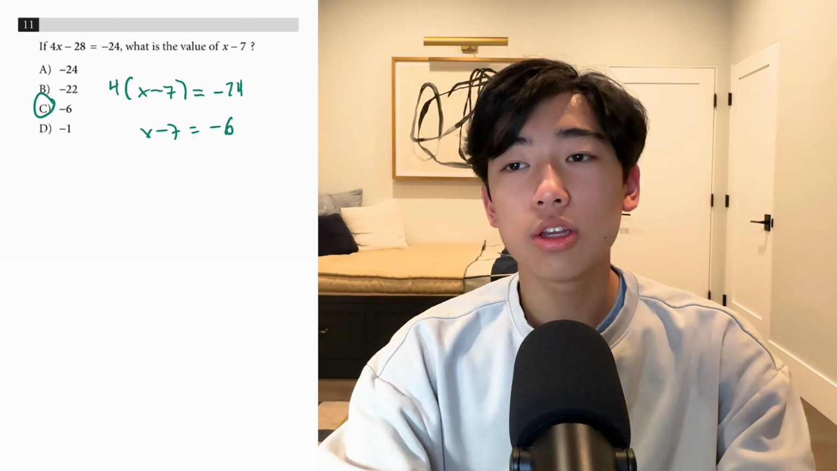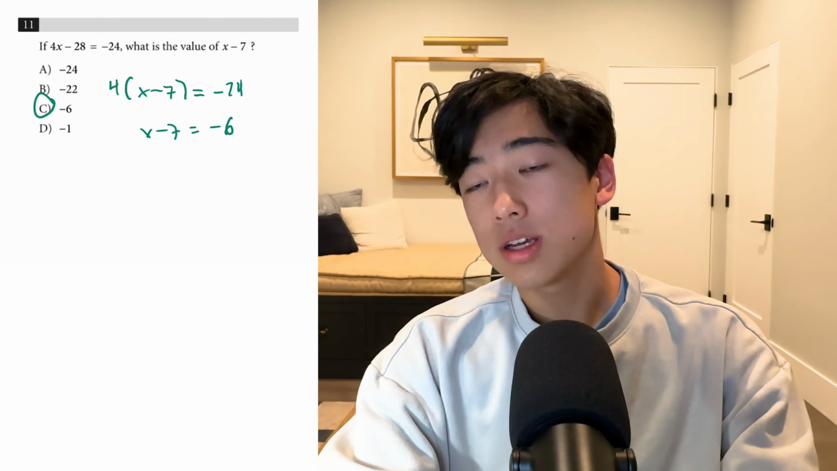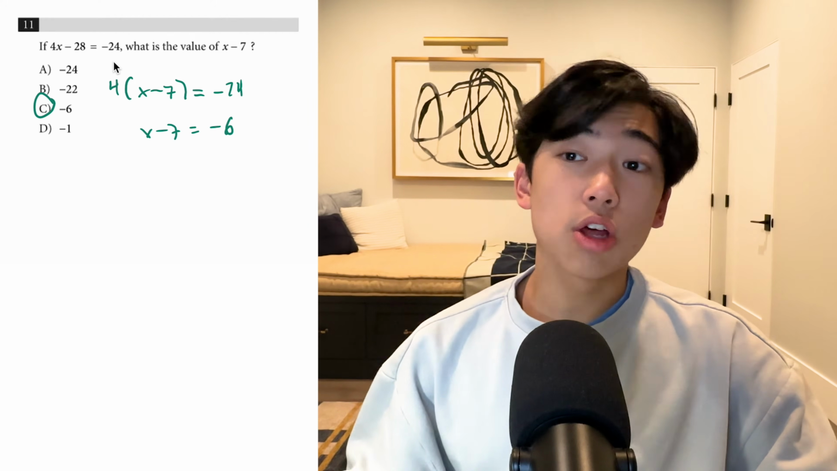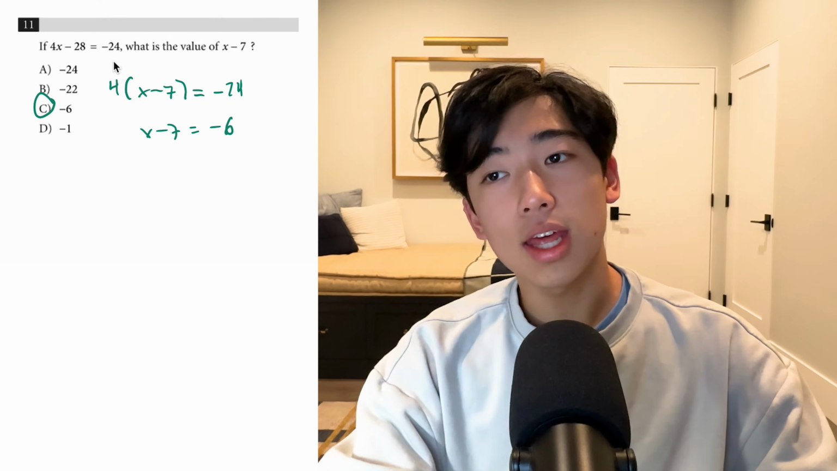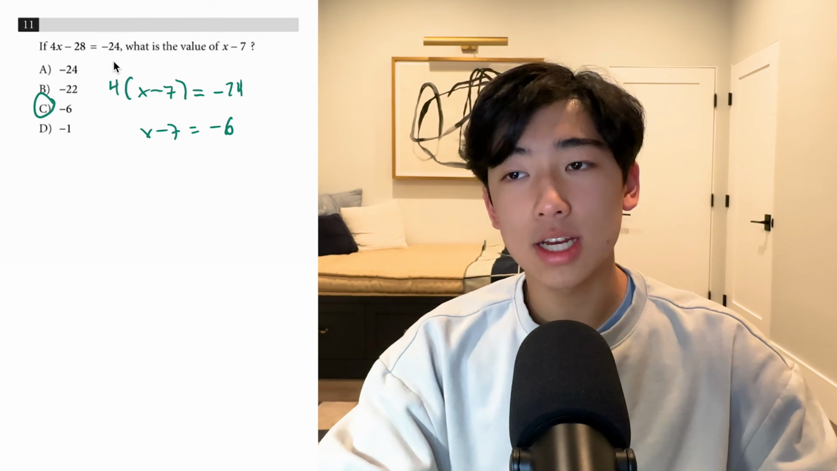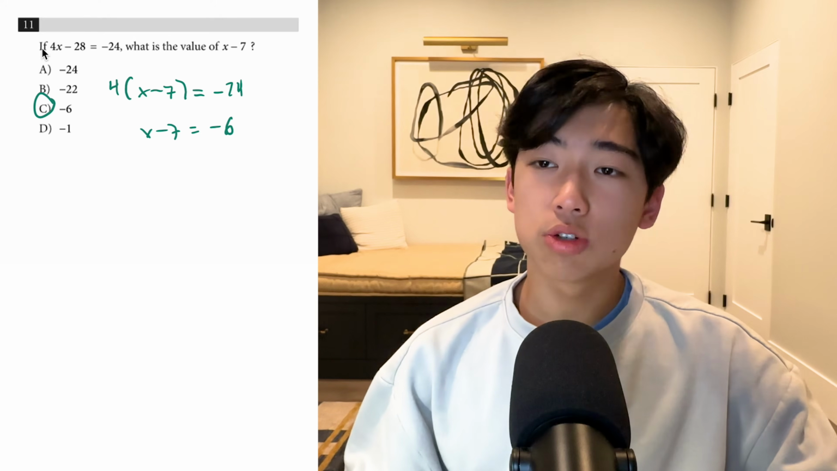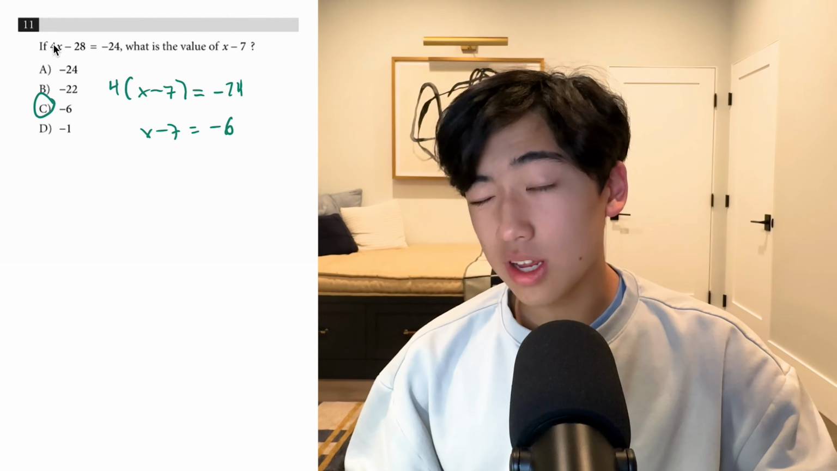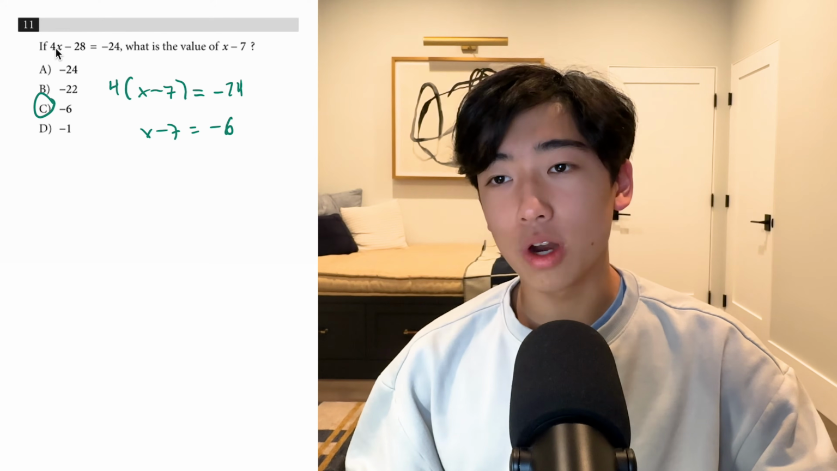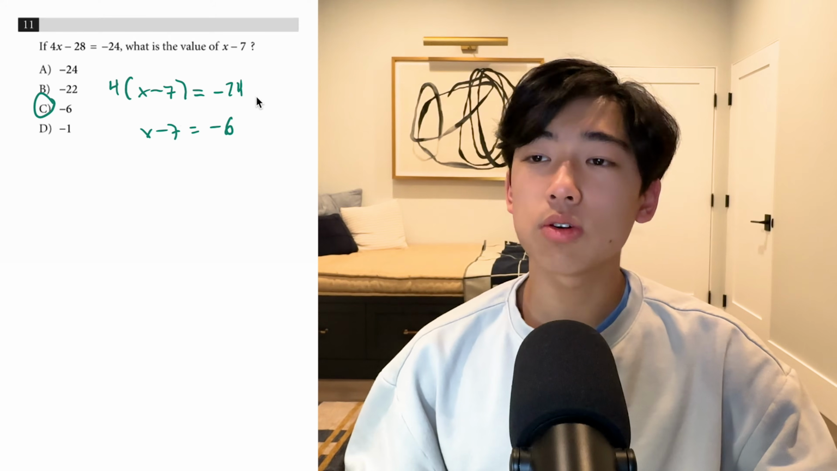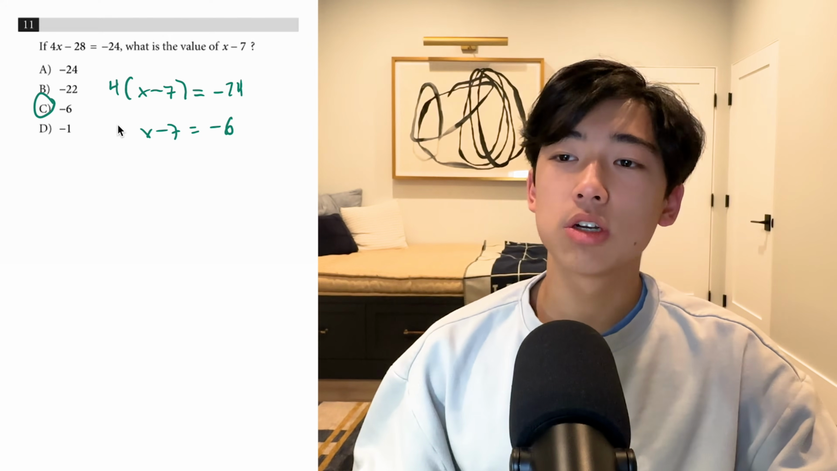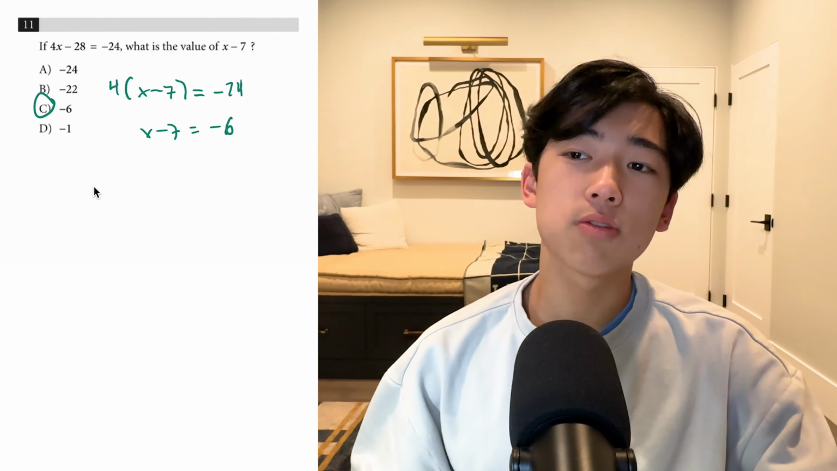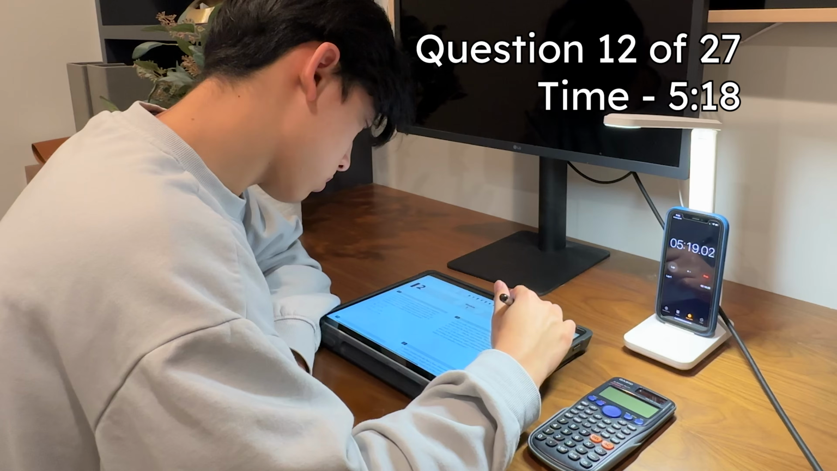Number 11. Here we can use one of the shortcuts. It's giving us an equation and wants us to figure out what is the value of x minus 7. So a slow method would be to solve for x in the equation and then subtract 7 from that to find x minus 7. An easy way to shortcut this is to factor out 4 in the beginning. If you factor out 4 from 4x minus 28, you get 4 times x minus 7 equals minus 24. And you can divide both sides by 4 to get x minus 7 equals minus 6. So you can just skip the step of having to directly solve for x, and you can just solve for x minus 7.